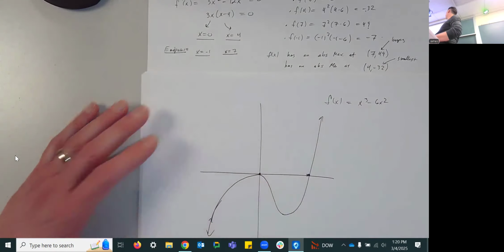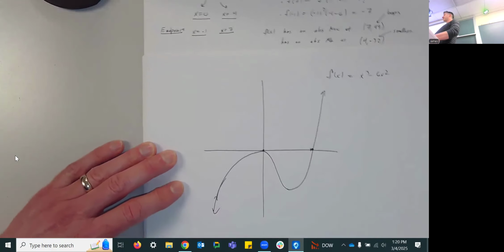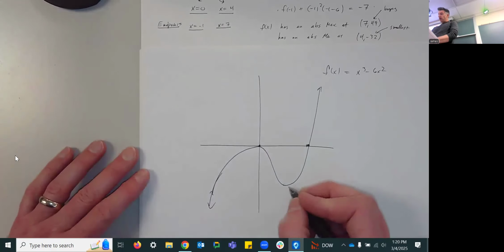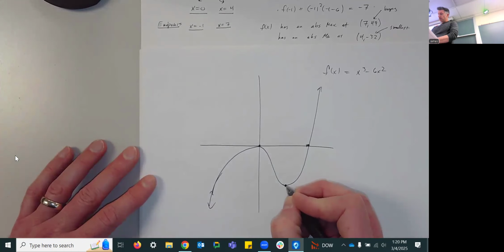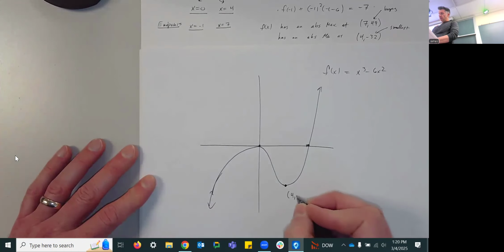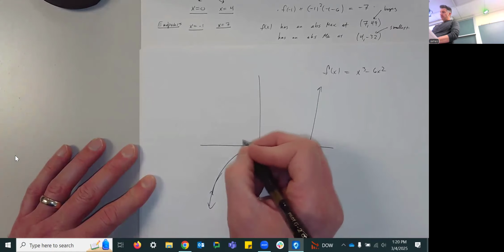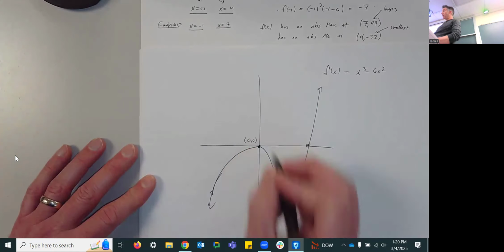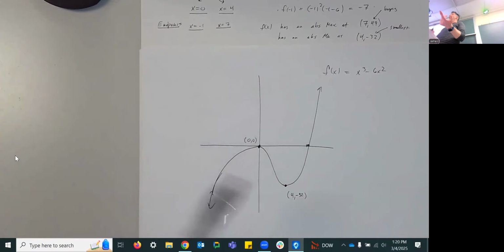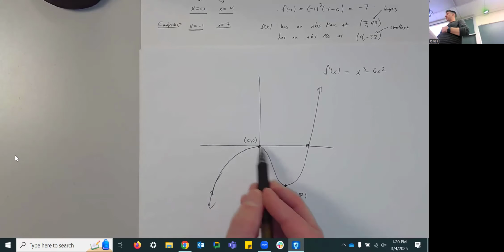It's vaguely like that. And we do have a relative minimum here at (4, -32). We do have a relative maximum here at (0, 0). And when I say relative maximum or local maximum, that just means this point here is lower than the points next to it, and this point here is higher than the points next to it.